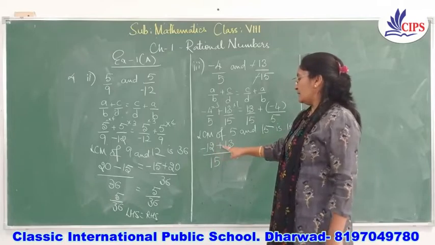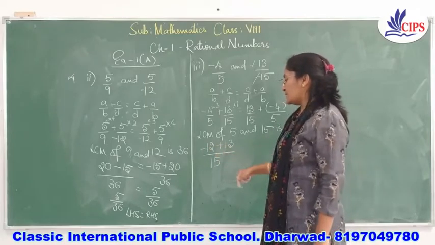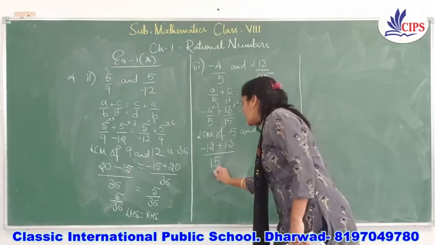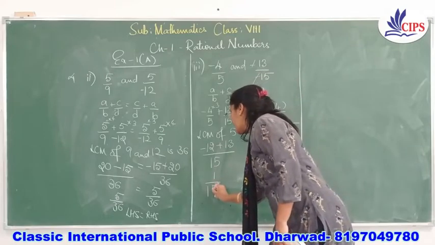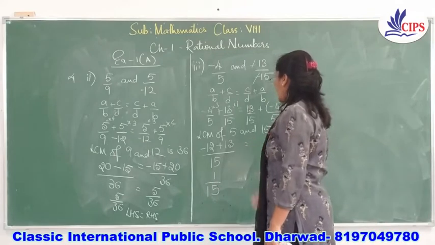So minus 12 plus 13. One is negative, one is positive, we'll subtract. As 13 is greater, 13 minus 12. 13 minus 12 is 1. 13 is greater, so positive sign. And we get here 1 by 15. We'll check it on RHS now.